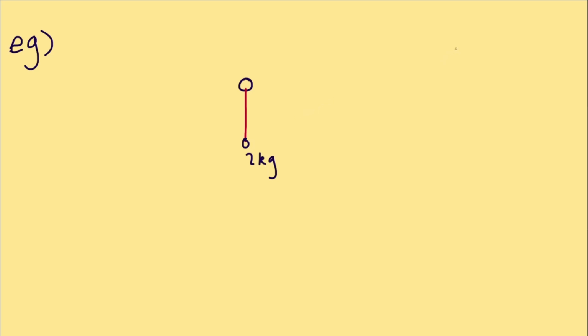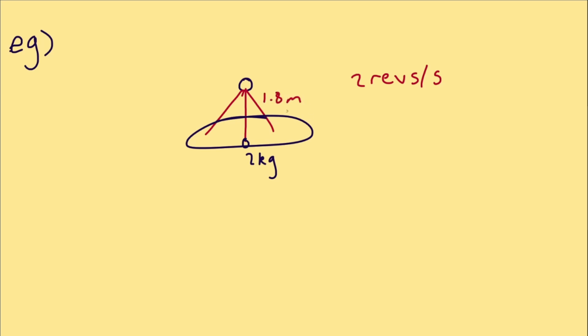But when you deploy your drone, it's very windy and the turbulence means it starts swinging in a circle. It swings at 2 revs per second, so 2 revolutions per second. And the cable of the drone is 1.8 meters to the edge, like that. What is the centripetal acceleration? Go ahead, pause the video, try and find it.